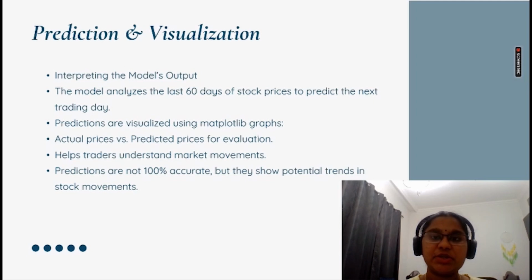Next is prediction and visualization. For prediction and visualization, we are interpreting the model's output. The model analyzes the last 60 days of stock prices to predict the next trading day. Predictions are visualized using matplotlib graphs, which show the actual prices versus the predicted prices for evaluation. It also helps traders to understand the next market movements in the stock price prediction. And our predictions are not 100% accurate, but they show potential trends in stock movements.